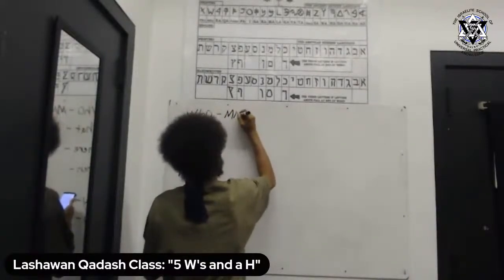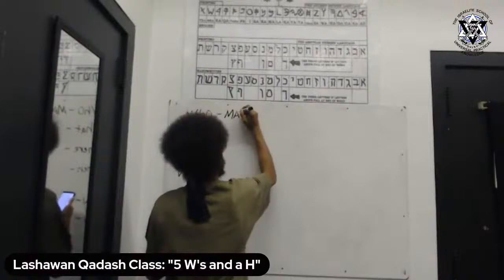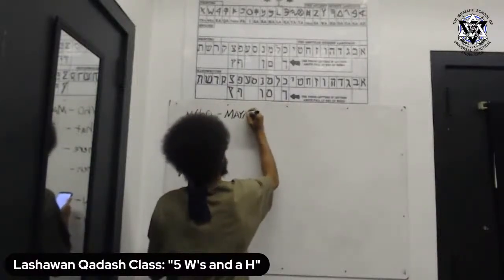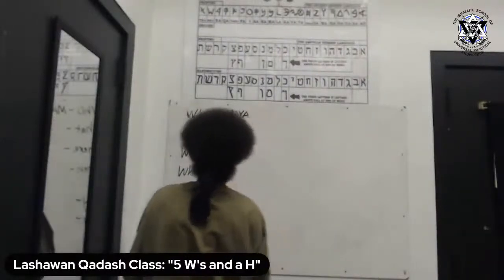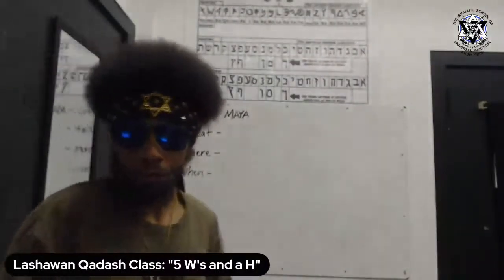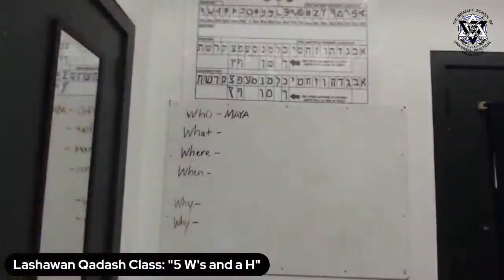So what I want you to do is write this out in Hebrew. But I want you to take your time as well. I put the first one on the board. It's going to be the who, what, where, when, why, and why. The reason there are two whys is because there are two different ways to say it based on context.